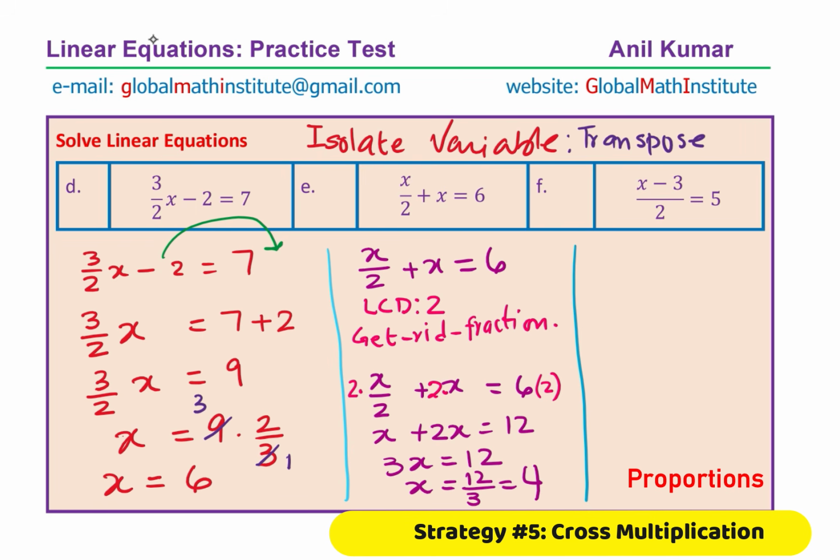Now, another strategy with the next question. (x - 3)/2 = 5. What do you suggest we should do? Well, the strategy now being applied is called cross multiplication. So cross multiplication is, see, this 2 will get multiplied there. This is in a way the same as multiplying by 2 on both sides, but it gives you the effect of cross multiplication. So let me just show you how it works.